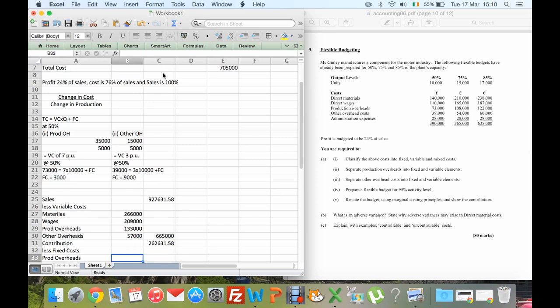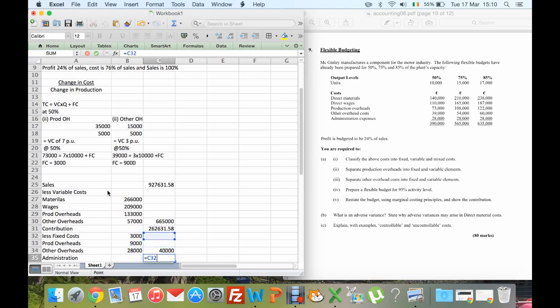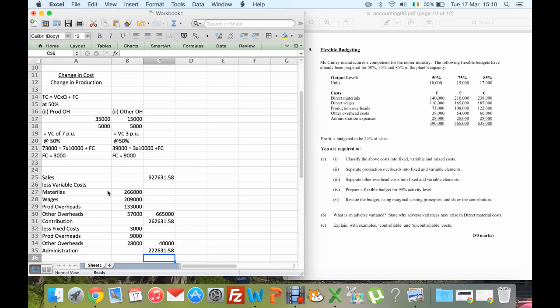Fixed costs, they don't change. So we said looking up here, we had fixed costs of 3 and then 9, 9 for the other overheads. And administration is 28. Never changes. So we add these numbers and we take them away from our contribution, and that gives us our profit. And if you've done that right, that should be 24% of our sales figure. Okay, I hope that makes sense.